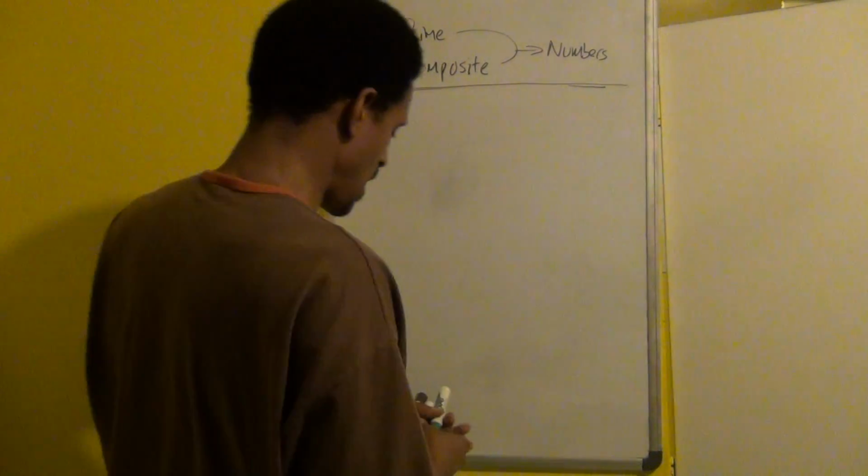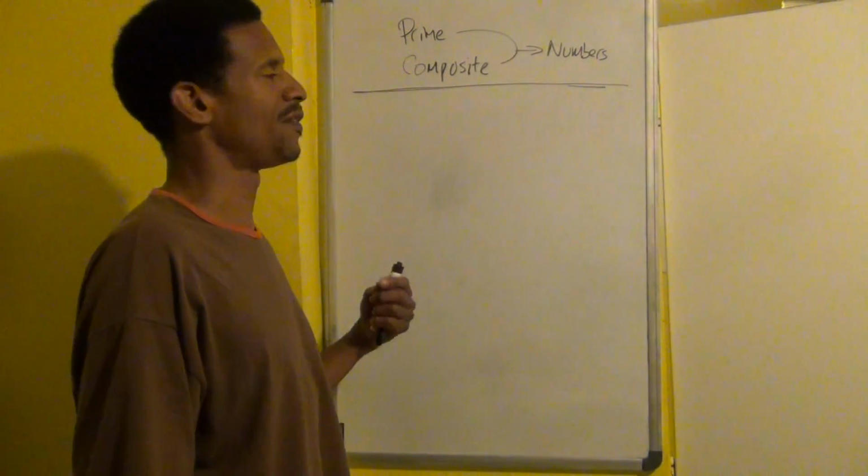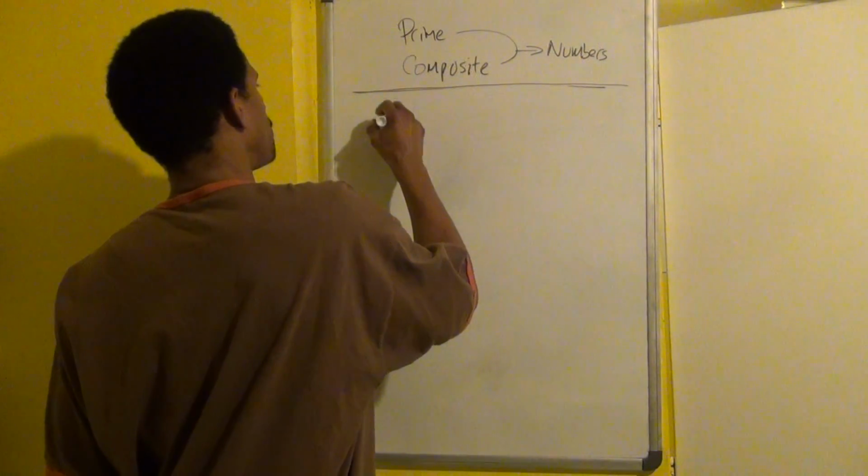So now we want to get back to prime and composite numbers. So let's give a definition to what a prime number is.